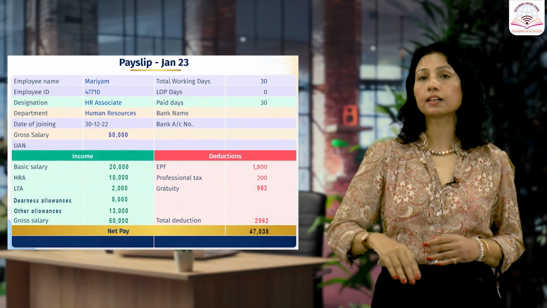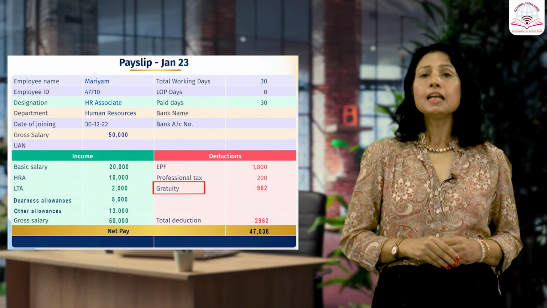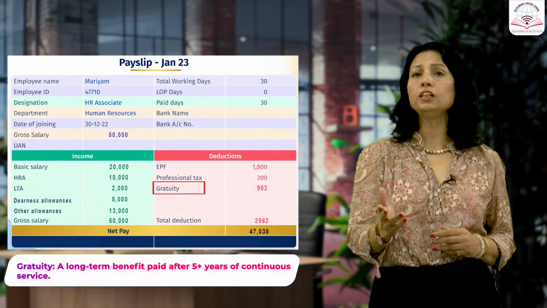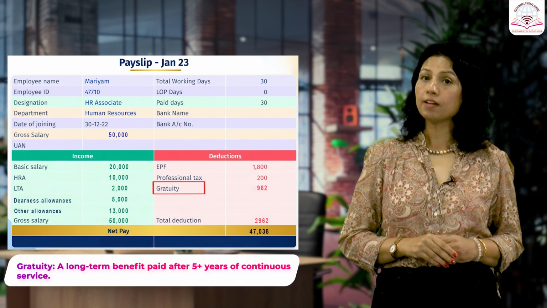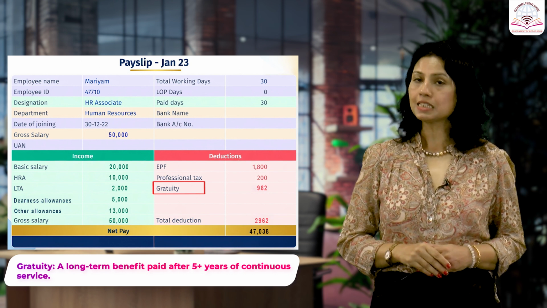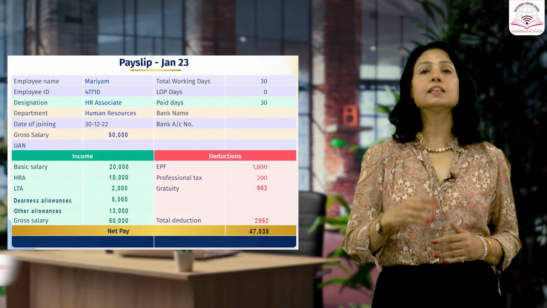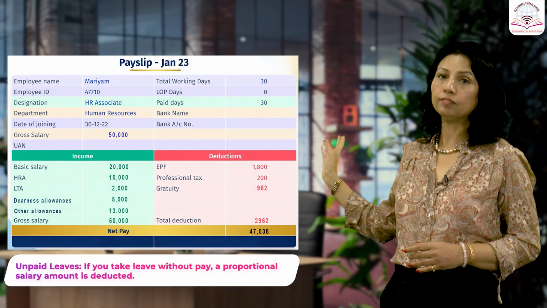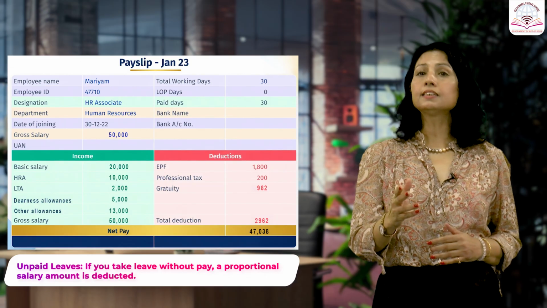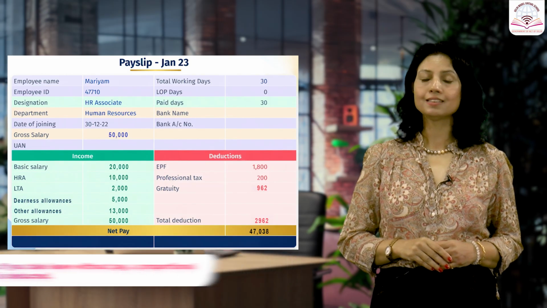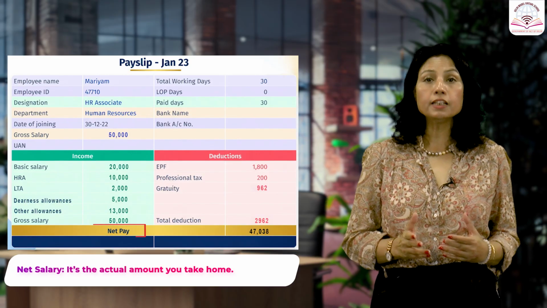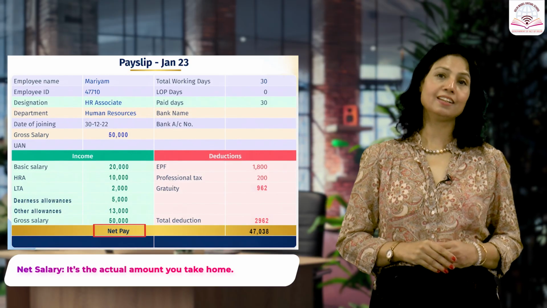The next deduction is gratuity. It is a retirement benefit and applicable for only those who have completed 5 years of services. It is usually included in your CTC. Next deduction is unpaid leave. If you have taken any unpaid leave, the deducted salary will reflect under this head. So after all these deductions, whatever money you're left with is your net salary.